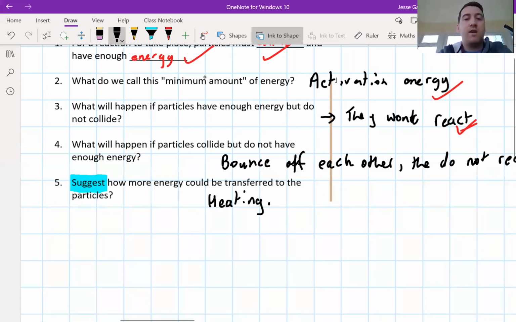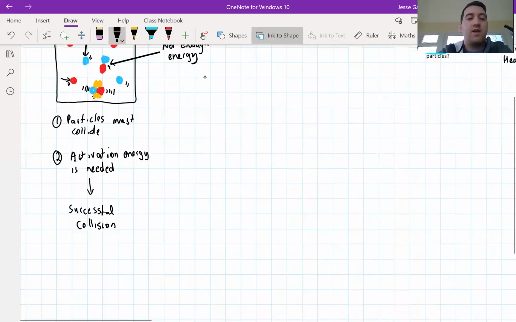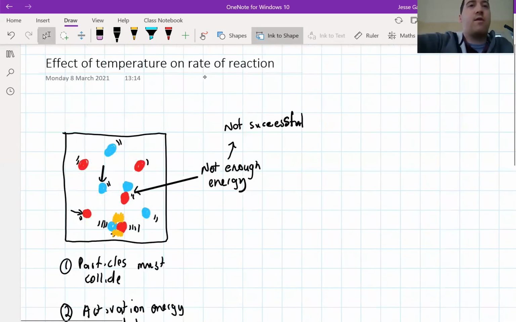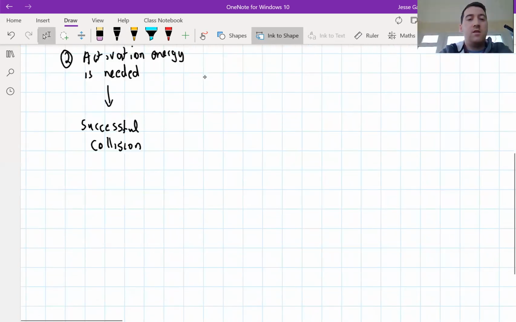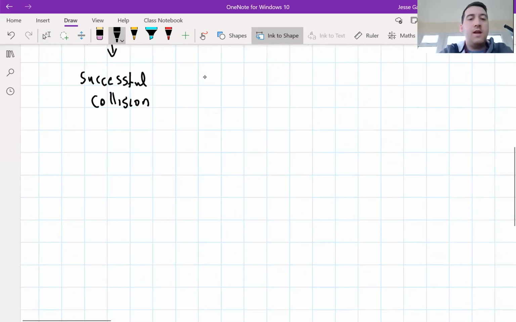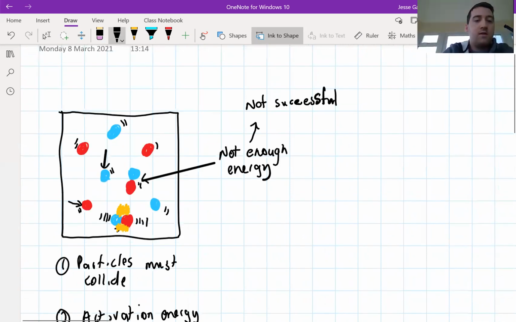All right, let's move on to discuss temperature then, because that's what we're supposed to be doing, remember, looking at the effect of temperature on the rate of a reaction. Okay, so let's say, I'm just going to rub all this out.